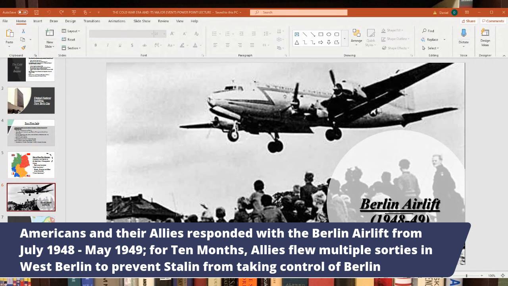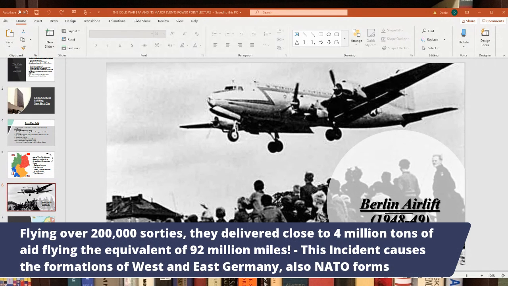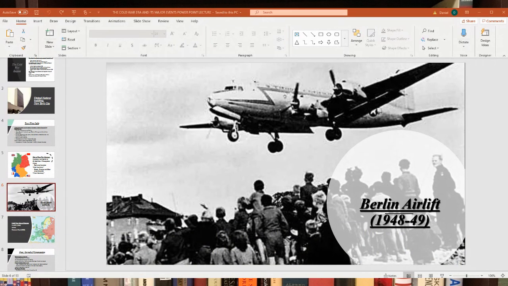They flew something like, I don't know if you have to know all this, but they flew something like 200,000 sorties in about 10 months, which is ridiculous, equivalent to something like 92 million miles flown back and forth. And I guess if they had shot down some of our planes, which they could have, you could have been looking at World War III with that issue.